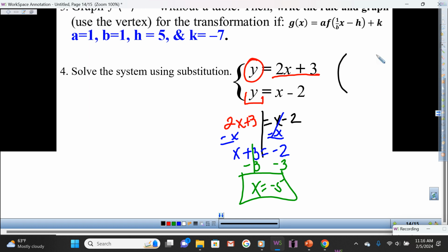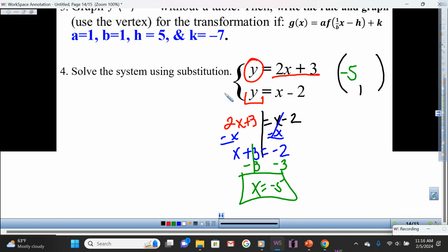Am I done? No, Mr. Q, because that's only the x portion of our answer. So that is negative 5. What do I do next? Tell your neighbor. What do I do next? Trinity, what do I do next?